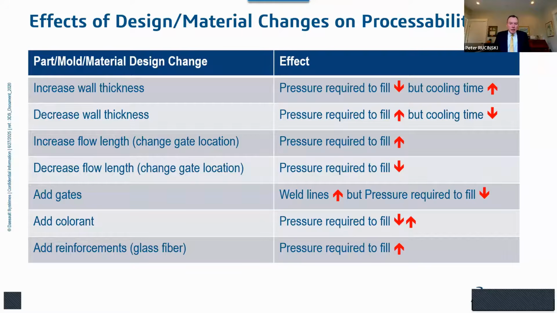And then the final line item there, reinforcements: glass fibers, carbon fibers, graphite fibers. These, pretty much all the time, increase your melt viscosity. They increase the resistance to flow. They require higher pressures to fill, often higher melt temperatures to fill the mold. However, you get a much stronger part that usually also has higher temperature resistance.